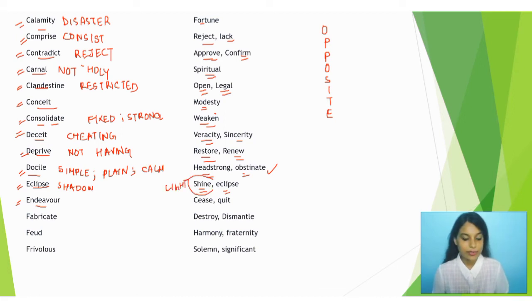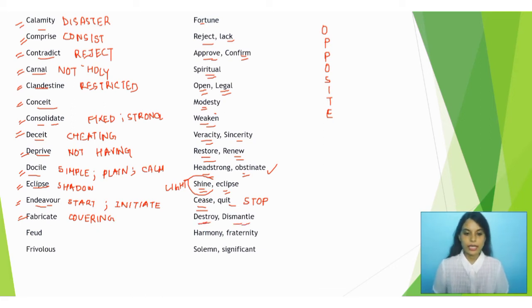Coming back to the next one, that's endeavor. The opposite is to cease and quit, like stop. Endeavor means you're starting something, you're initiating something. All right. Next is fabricate. Like you're covering it up. The opposites are destroy or dismantle. Dismantle and destroy mean like moving it from its own position.